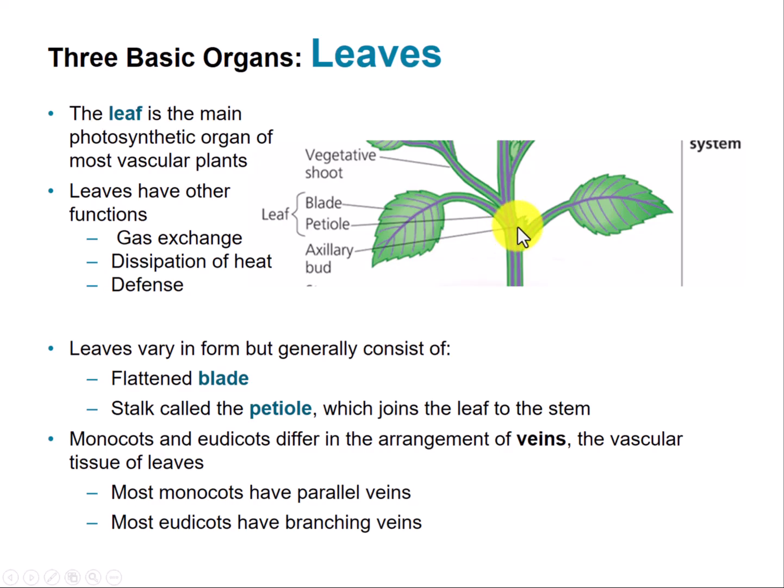And remember, axillary buds come out from the stem above where the leaf comes out from the stem. And recall back that our monocots and eudicots have differing arrangements of veins. Monocots have the parallel veins, and eudicots have the branching veins.